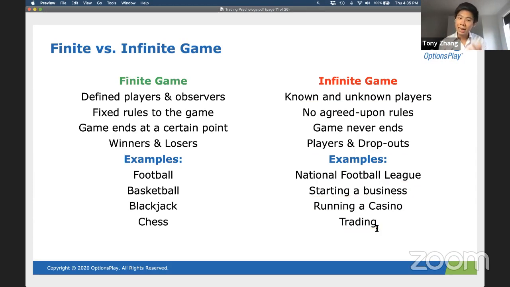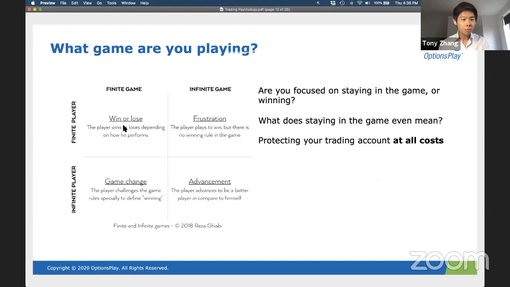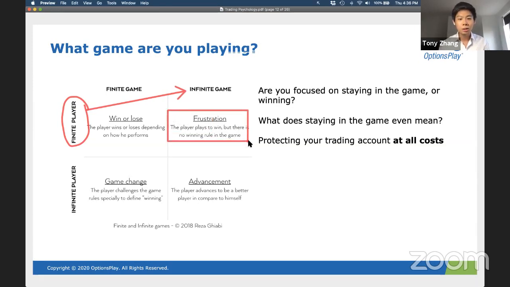So when traders ask me, how do I win? How do I win more often? What is the probability of winning? What that tells me is that you're asking the wrong question. You're thinking about trading in the wrong way because you're thinking about it from a finite game perspective. But in reality, trading is not a finite game. It's an infinite game. So what we learn from this is that when a finite player is playing an infinite game, meaning they're playing to win, it leads to a lot of frustration because you're trying to win at something where there's no winning.